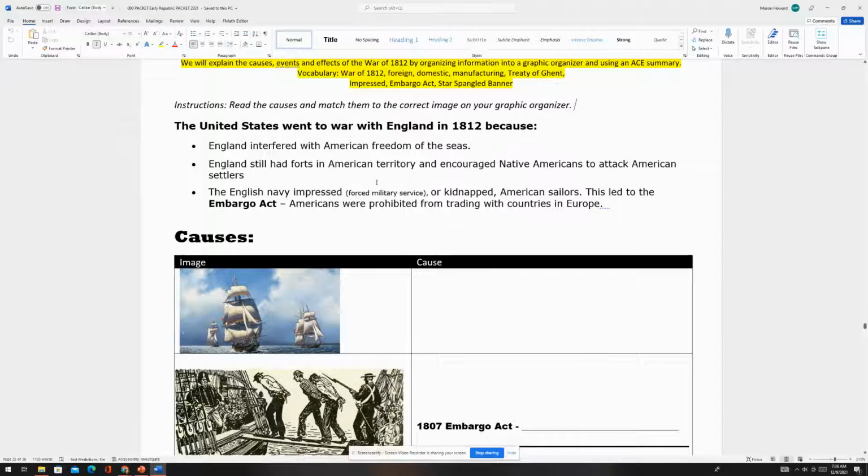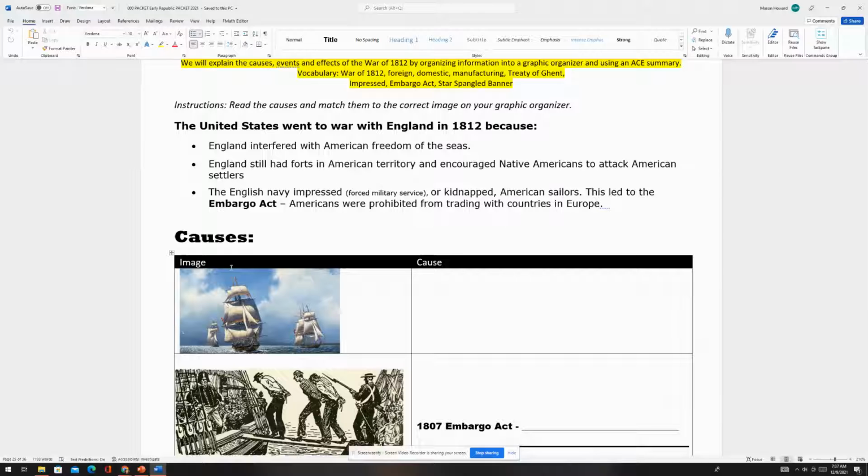Your causes are going to be: England interfered with American freedom of the seas. England still had forts in American territory and encouraged Native Americans to attack American settlers. The English Navy impressed. You must learn this word today. Impressed means to force military service.